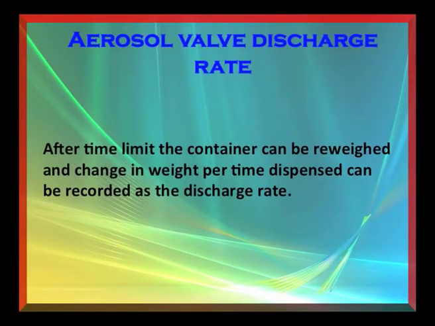Another parameter, that is performance. How is performance checked? Aerosol wall discharge rate is the first parameter that can be determined by taking a known amount of an aerosol formulation and discharging the contents for a specific period of time using standard apparatus. After the time limit, the container can be reweighed and the change in weight per time dispensed can be recorded as the discharge rate. This discharge rate can be expressed as gram per second.